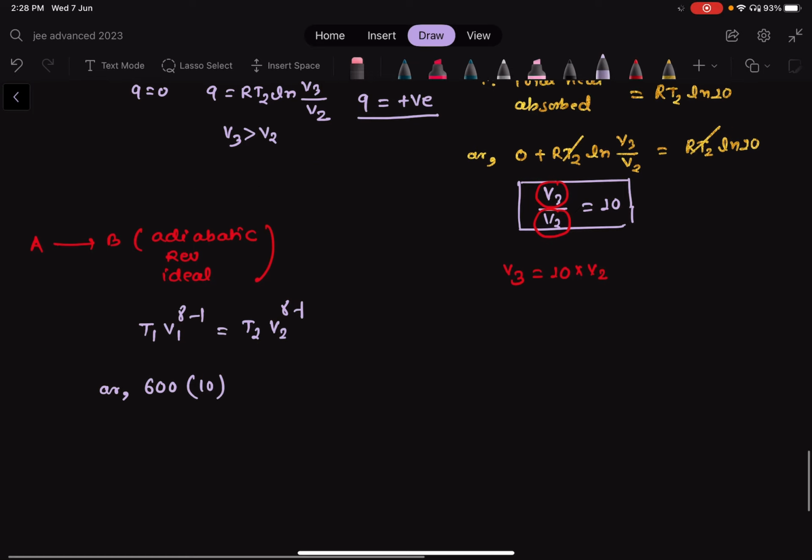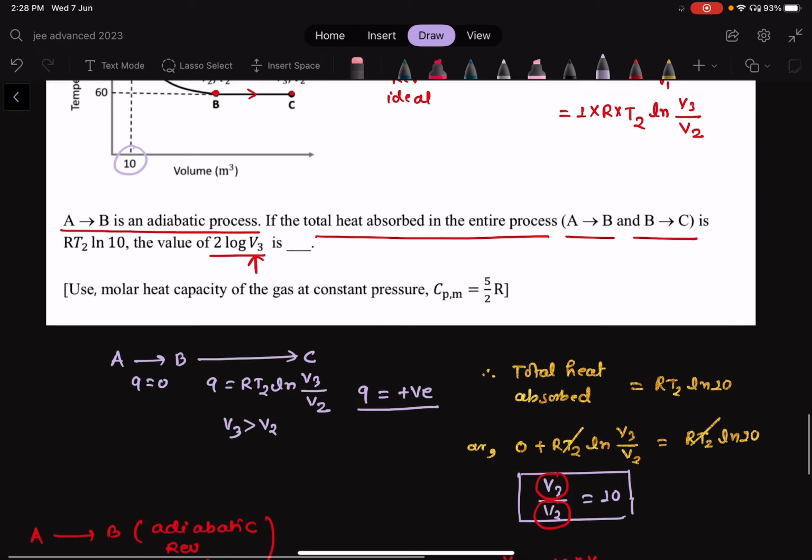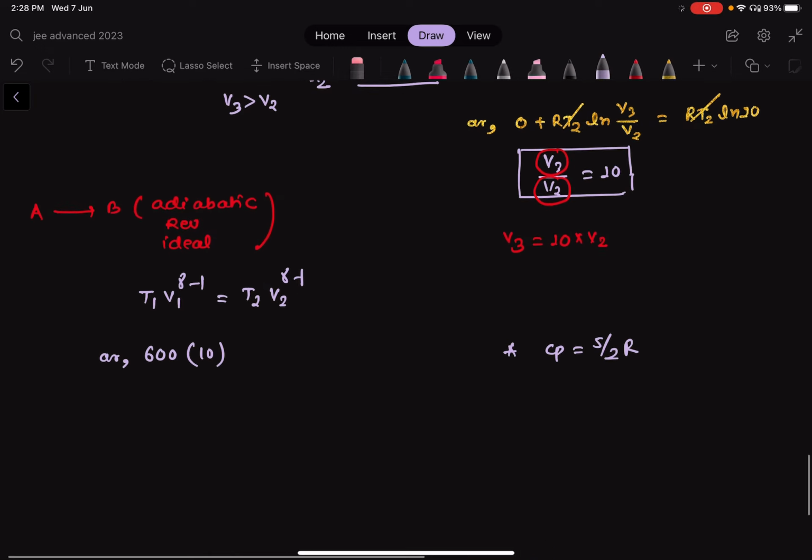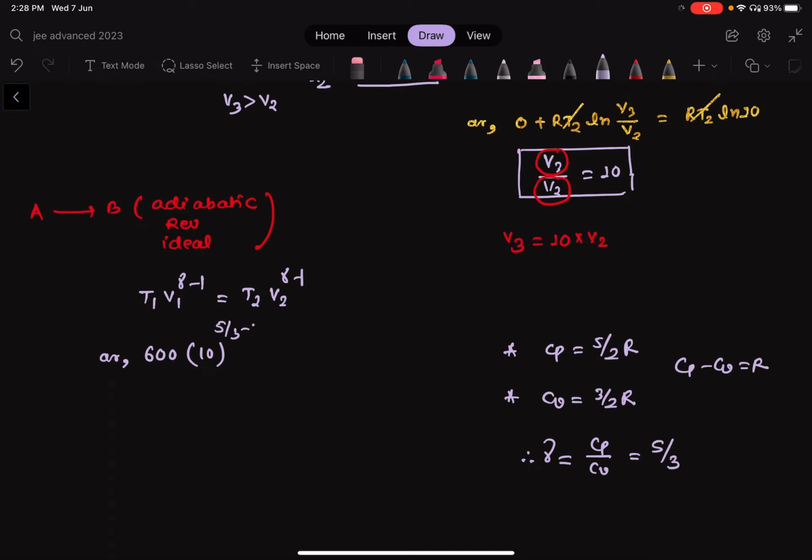And gamma, what is gamma? Since it is a monoatomic gas, Cp value is given as 5 by 2 R. That value is already provided. You can see here Cp is given as 5 by 2 R, and it's a molar Cp. And the Cv value we can also get. We know that Cp minus Cv is equal to R itself. So from there we can get the value of gamma. Gamma will be equal to Cp by Cv, that is equal to 5 by 3. So we are getting 5 by 3 minus 1.